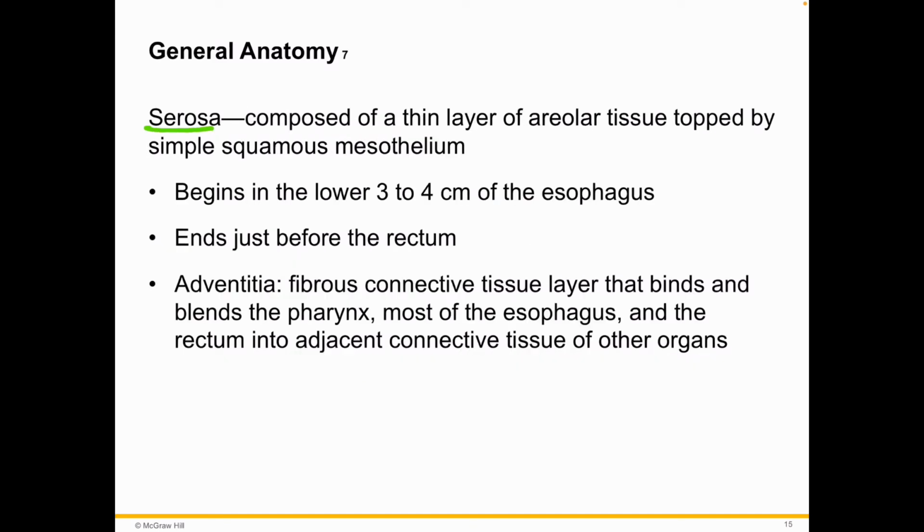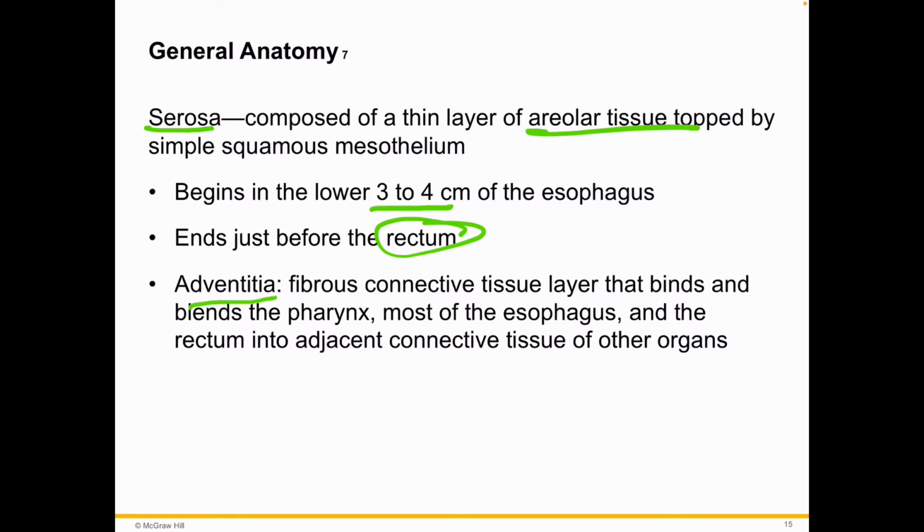The serosa, again, is a supportive type tissue. It's generally an areolar tissue of the mesothelium. So it's going to start holding things in place and protecting this very busy and high motion part of the body, about 3 to 4 centimeters at the bottom of the esophagus, and it ends right before the rectum proper.